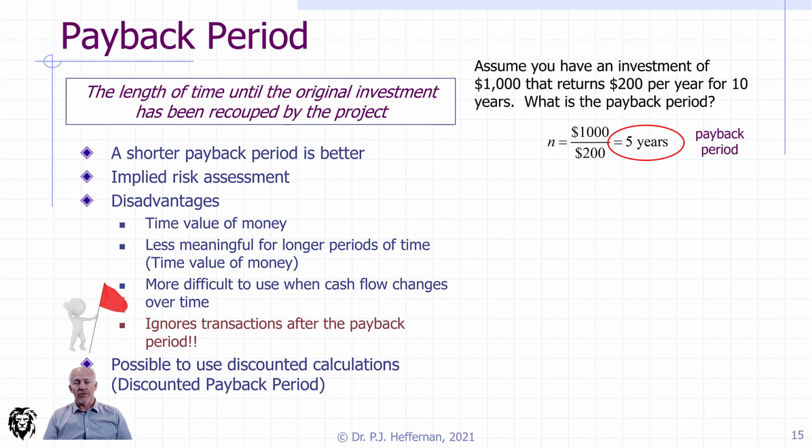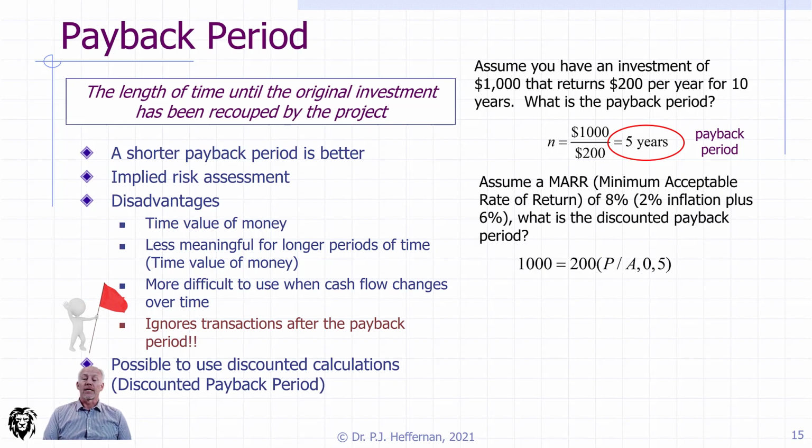So this is a fairly straightforward calculation. We just take our outlay, $1,000, and we divide it by the $200 a year that we're going to make off of that outlay. And we're able to figure out that the payback period is 5 years. Obviously, this is not discounted or anything else. That's the straight up payback period.